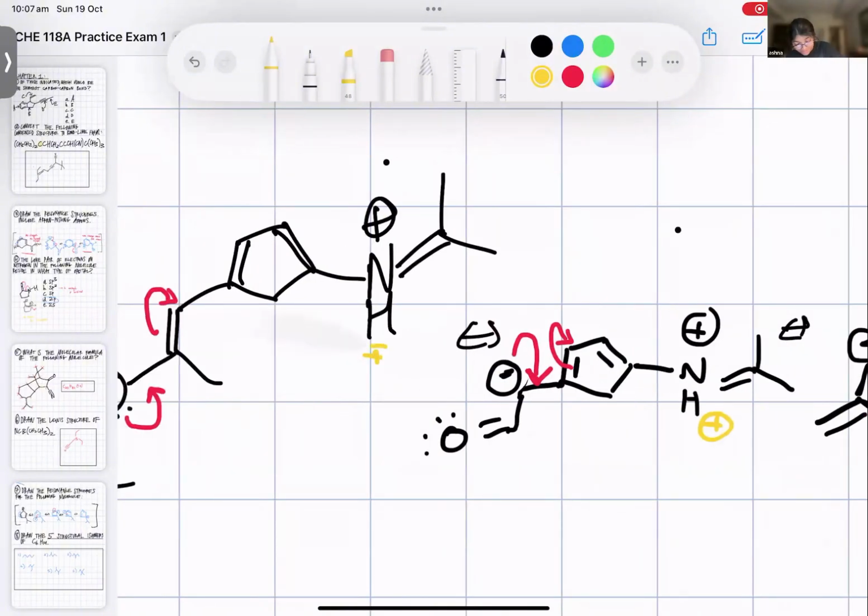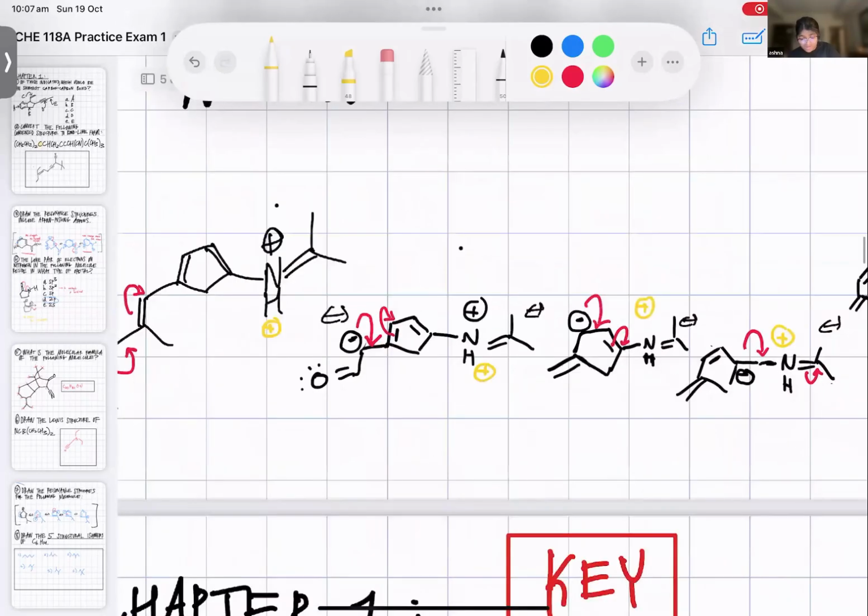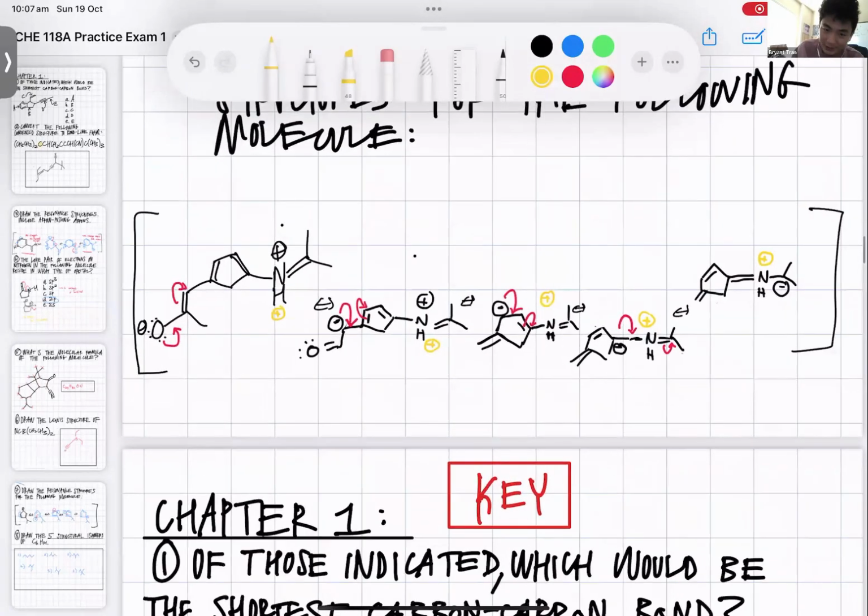Overall charge should be neutral, because there's a negative charge there too. Wait a minute. Erase the positive charge on the first two because we already have a positive charge there on nitrogen. Now everything is neutral: positive, negative, positive, negative. Okay, awesome. Nice.